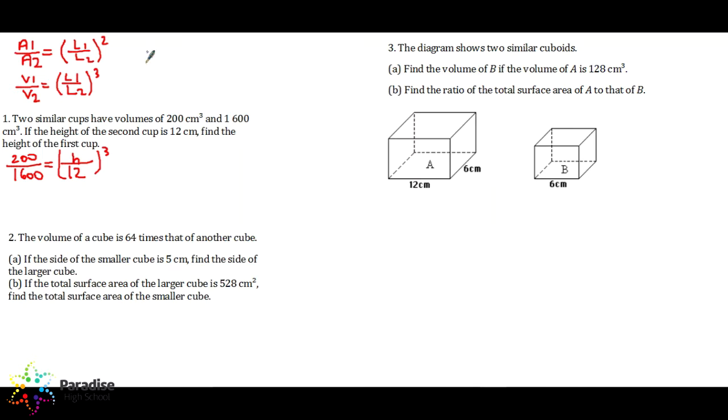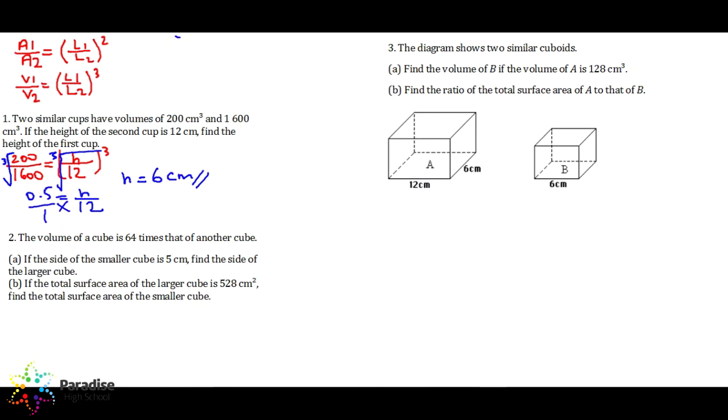So how do I get rid of the cube? I take the cube root of both sides, so that's going to be h over 12 is equal to, let's find out 200 divided by 1600 and take the cube root of that, and the result will be 0.5. Then cross multiply, h will be equal to 6, and the unit is 6 centimeters. So it's very easy. Let's look at the second question.